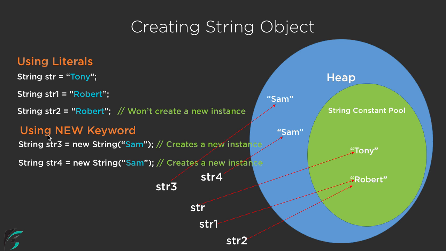So if you compare these two methods of using literals and using the new keyword, you will find that in the case of literals, if the value is the same, that is Robert, then the reference variables str1 and str2 will simply point to the same string object. But in the case of using the new keyword, no matter how many objects you create with this statement, even if it contains the same value, each time it is simply going to create a new object. That is, str3 pointing to Sam and str4 pointing to Sam as well. But this time it is another Sam, not the same Sam.